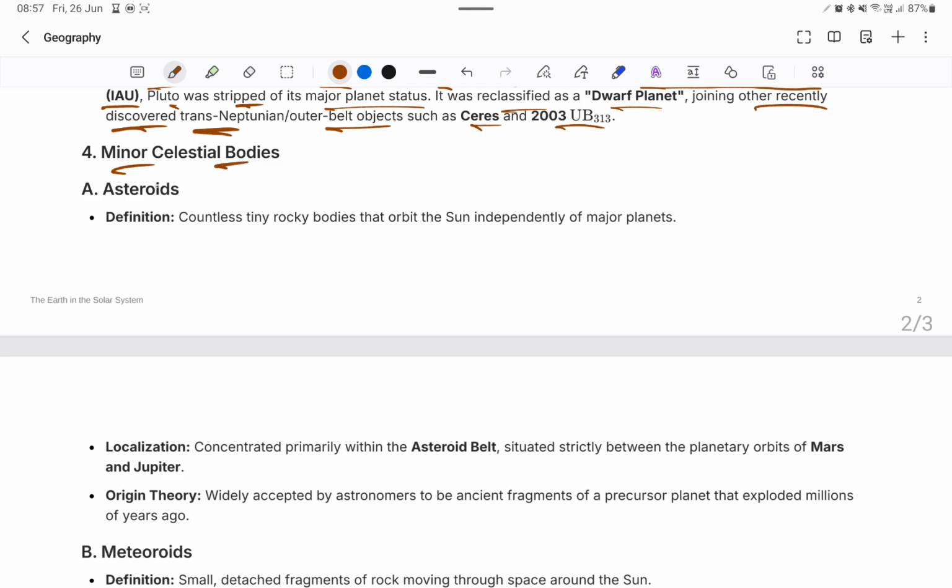Next we have minor celestial bodies. This is the first, asteroid. Definition: countless tiny rock bodies that orbit the Sun independently of major planets. Localization: concentrated primarily within the asteroid belt, situated strictly between the planetary orbits of Mars and Jupiter. Origin theory: widely accepted by astronomers to be ancient fragments of a precursor planet that exploded millions of years ago.